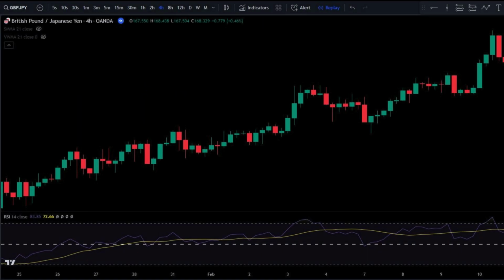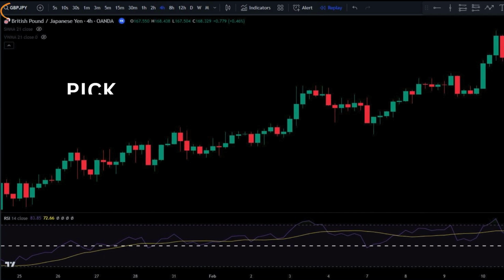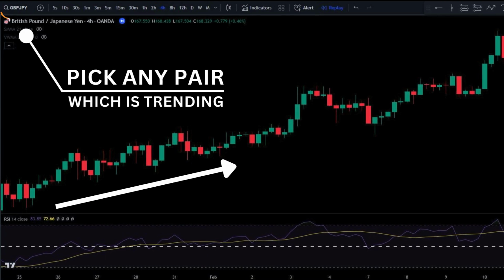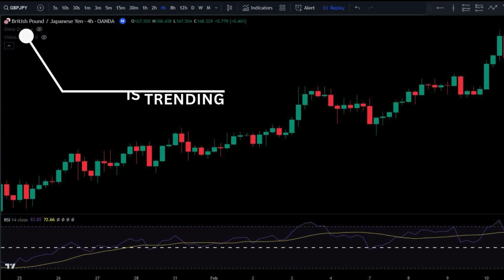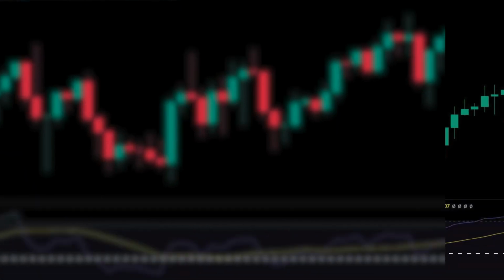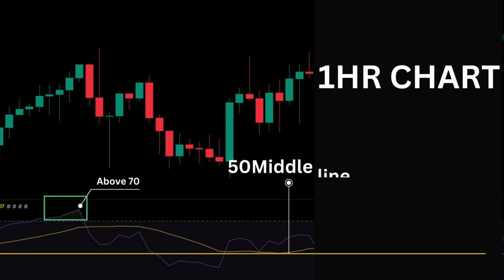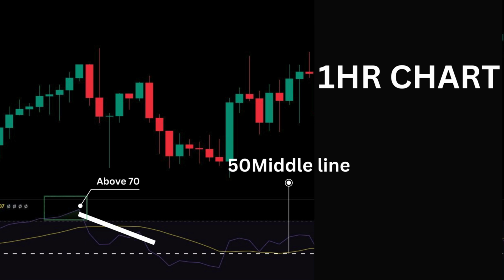Next step is to use the 4 hour chart because we need to make sure that we are picking a trending pair for intraday trading. I picked GBP JPY. For entry purposes, make sure to switch your chart to 1 hour. Over here the RSI has crossed this 70 level. Now you need to wait for the RSI to drop below or around the 50 level.